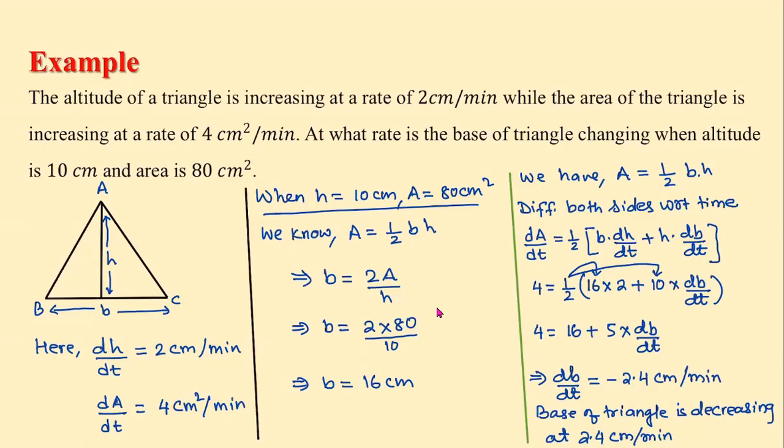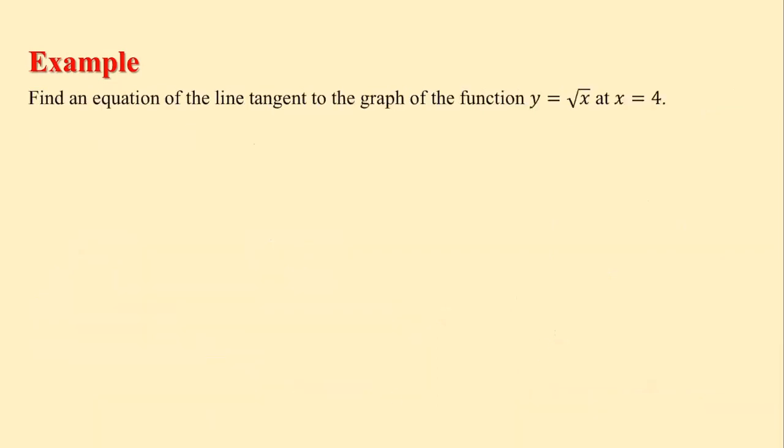Now in the last example, we are going to look at the application of derivative to find the equation of a tangent line. So here is the example. Find an equation of the line tangent to the graph of the function y equal to square root of x at x equal to 4. Let's see. So they have given the function y equal to square root of x.